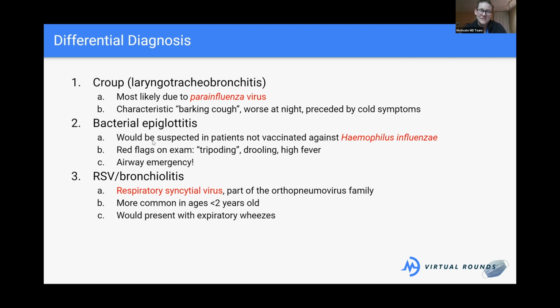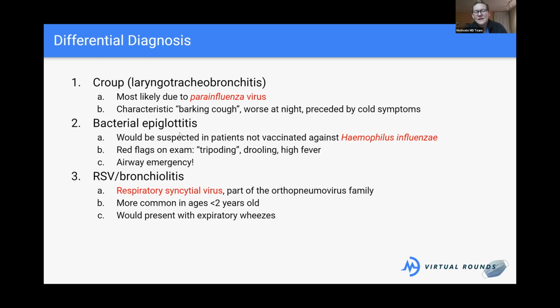Because it's bacterial and not viral, we would also expect to see a high fever with this and not a low fever. So this is an airway emergency, and we'll talk about the treatment for it a little bit later, but this is definitely the most severe thing that we would be potentially worried about in this patient.